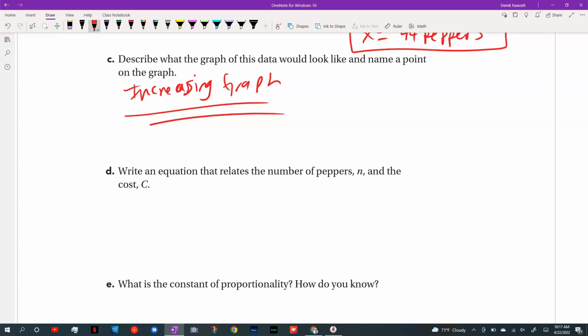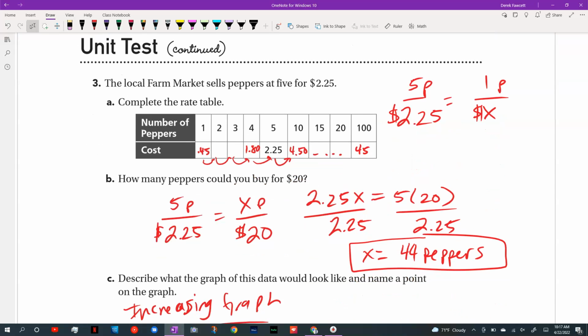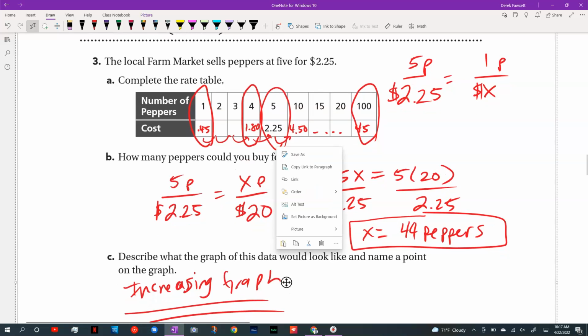And then name a point. You can name any of these points. So one of the points is 4 and 1.80, or 1 and 0.45, or 5 and 2.25. Okay, those are all the points. And remember, the peppers come first in the point. It's going to be 5 and 2.25 because that independent variable goes first. Right? And the cost depends on how many peppers you purchase. So the peppers is your independent. It's your x.